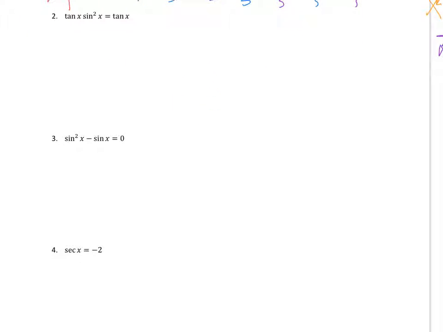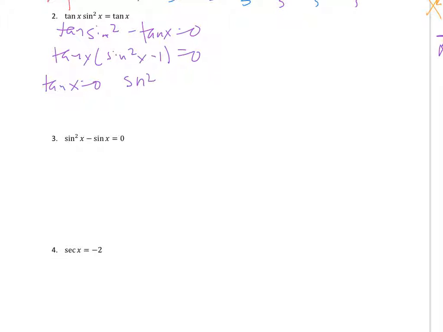First thing I'm going to do here is move over the tangent. The reason I'm moving over that tangent is because I know that once I move that over, I'll be able to factor it out. So I factor out that tangent. So I have tangent x times sine squared, my handwriting is terrible, minus 1 equals 0. Set both of those equal to 0. So tangent x equals 0, and sine squared minus 1 equals 0.